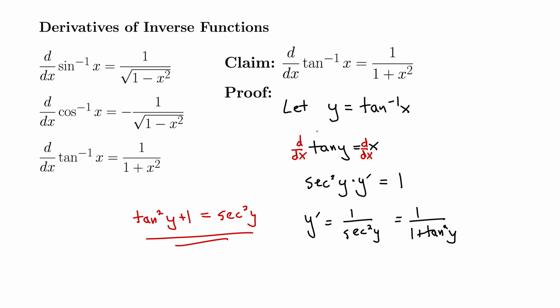But up here we decided that tan y is equal to x. So I can take this x here and plug it in for tan y, which gives us our final result of 1 over 1 plus x squared, completing the proof.